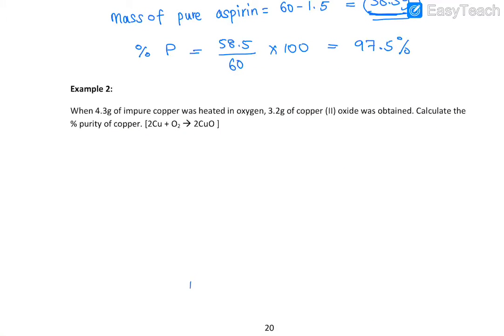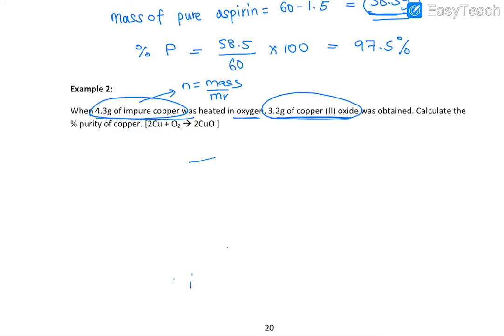Let's try example 2. Here you have impure copper heated in oxygen to form copper oxide. If you look at the information given, you're given the mass of impure copper. You're given the mass of copper oxide. Now, it will be very tempting for you to use number of moles is equal to mass over Mr here. Be careful. This is impure copper. Because it is impure copper, you cannot use number of moles is equal to mass over Mr. It does not apply here.